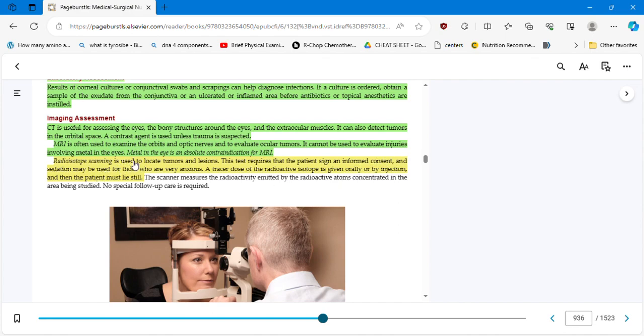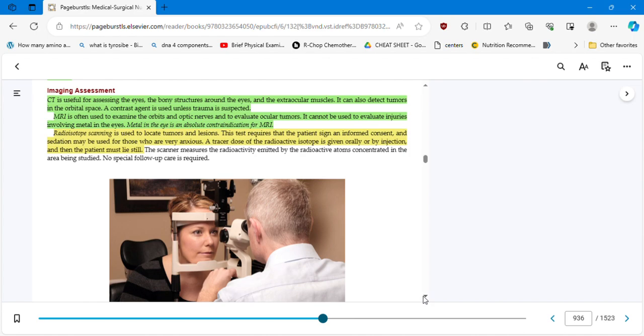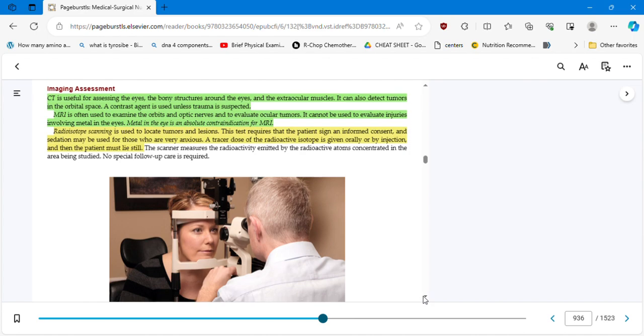Radioisotope scanning is used to locate tumors and lesions. This test requires that the patient sign an informed consent, and sedation may be used for those who are very anxious. A tracer dose of the radioactive isotope is given orally or by injection. That's why they are giving informed consent. And then the patient must lie still.